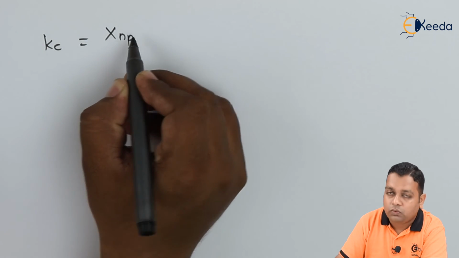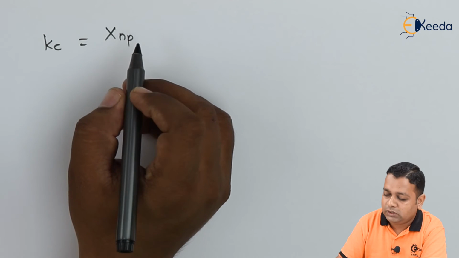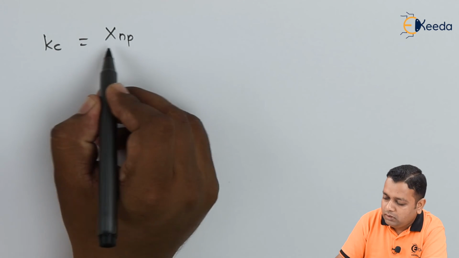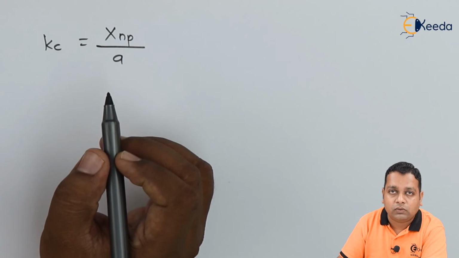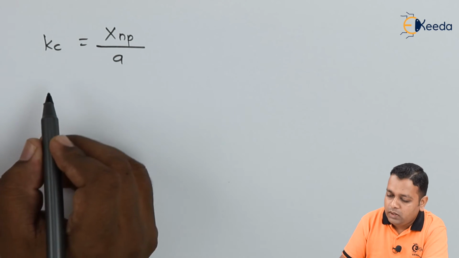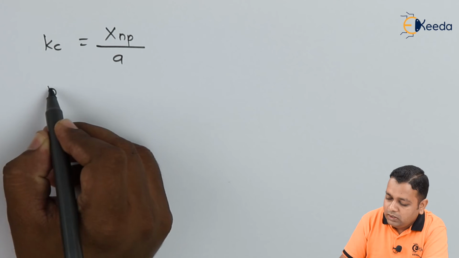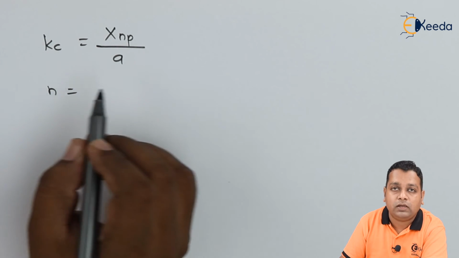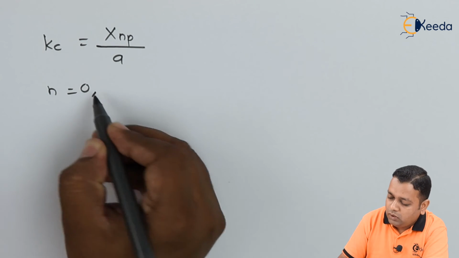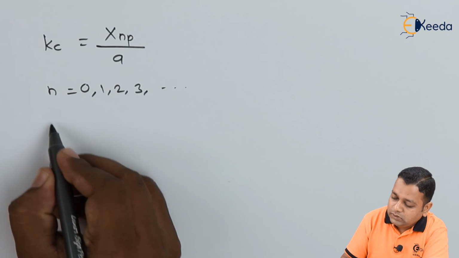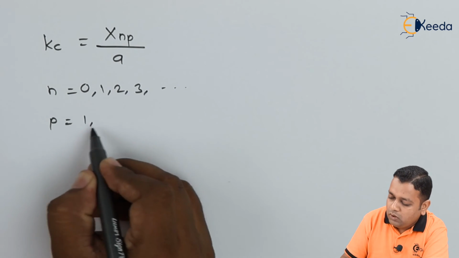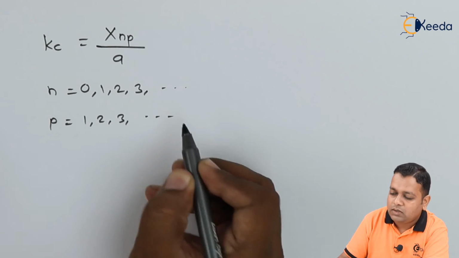So this wave impedance is along with the substitution for the cutoff wave number kc, expressed as the pth root of the nth order basis function Xnp divided by small a, being the radius of the circular waveguide. Small n represents the nth order that can range from 0, 1, 2, 3 and so on, whereas the pth root stands for 1, 2, 3 and so on.